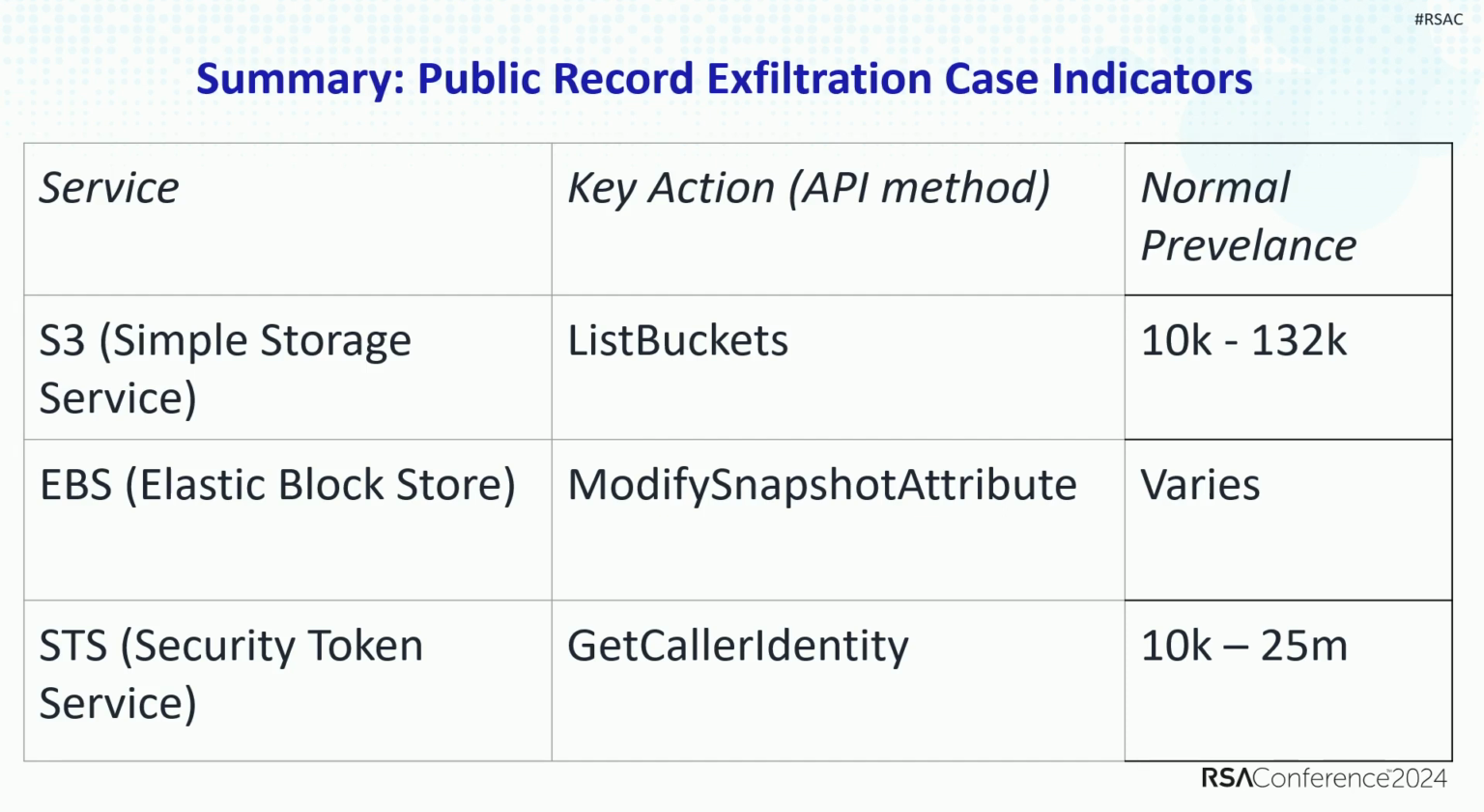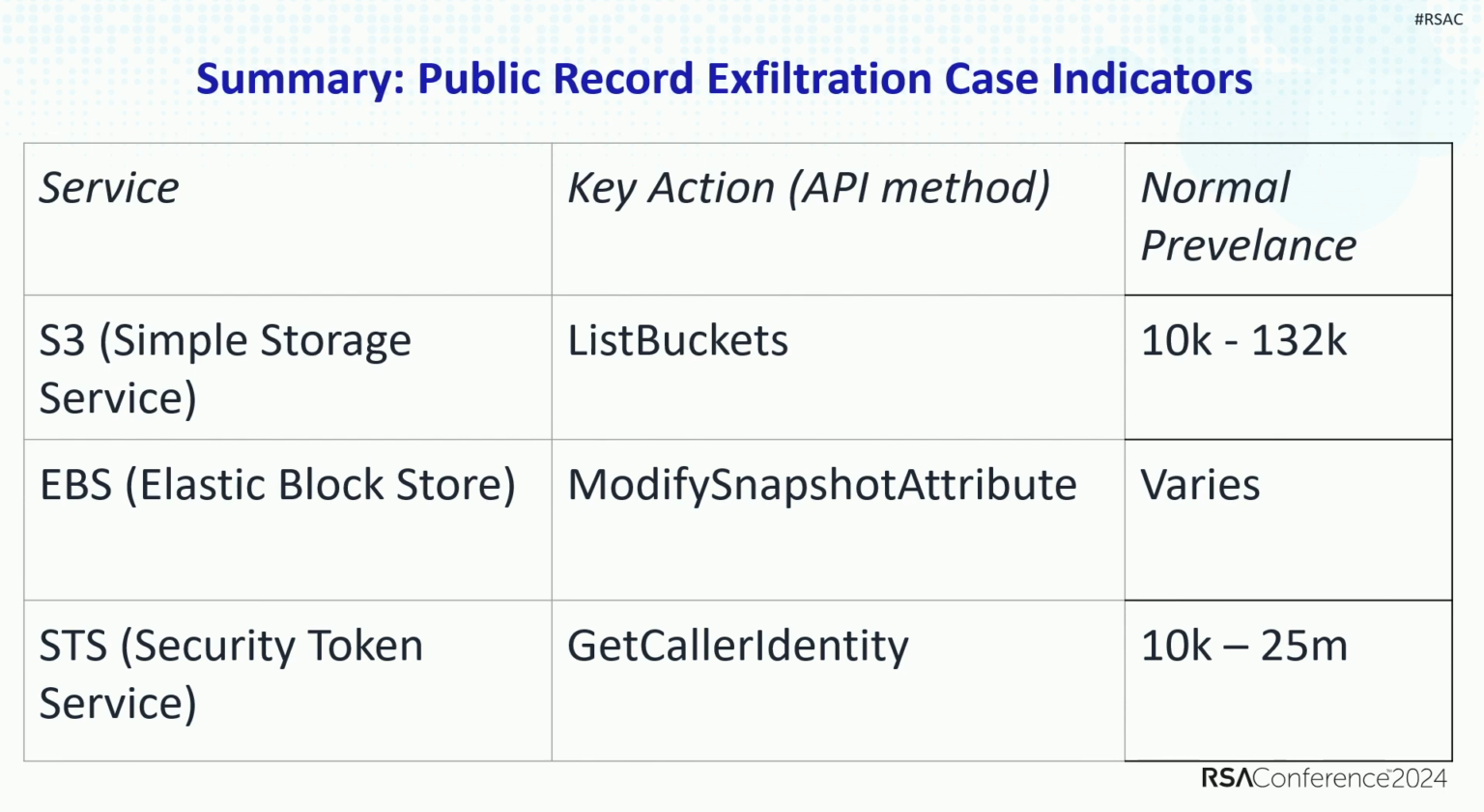And finally, get caller identity is more or less like the "who am I" in this cloud API. It's basically, what is my user context? And that's useful because sometimes it can be a precursor event to privilege elevation or lateral movement or possibly other things.